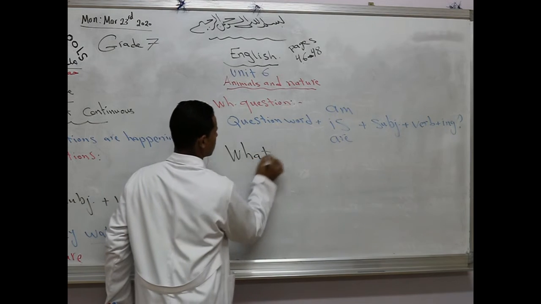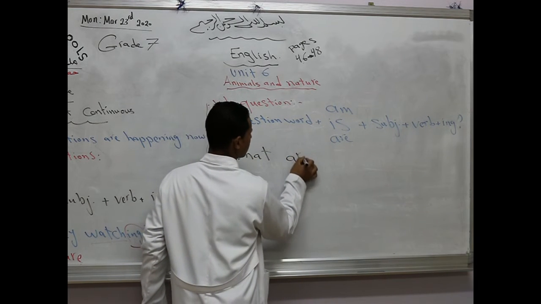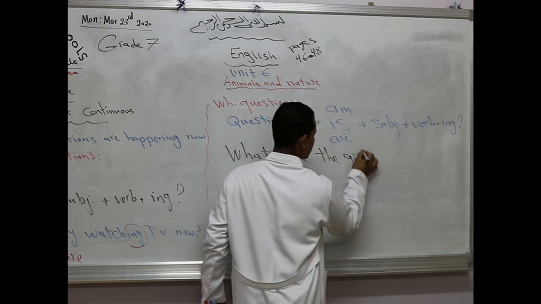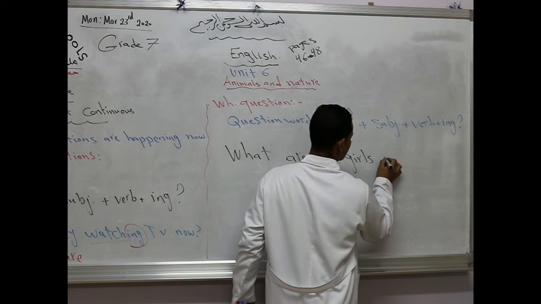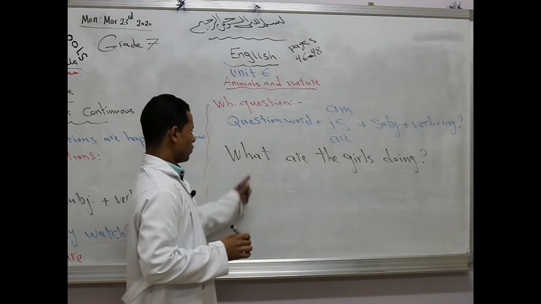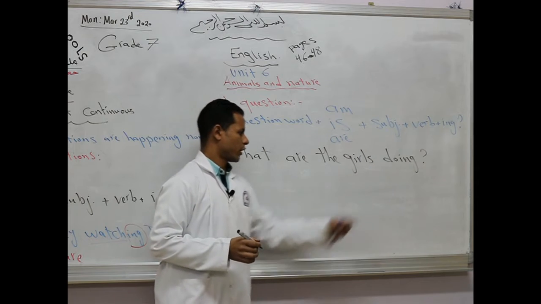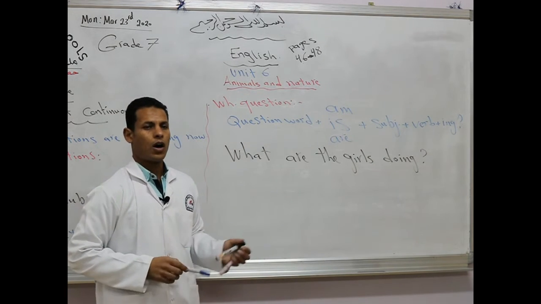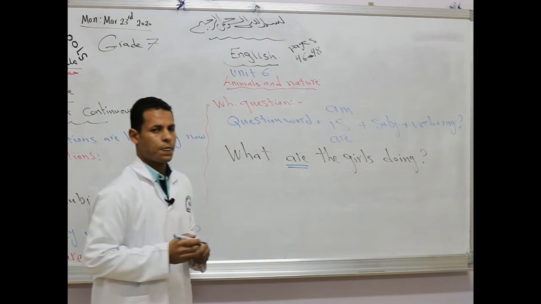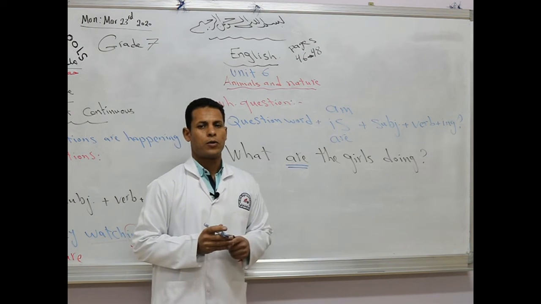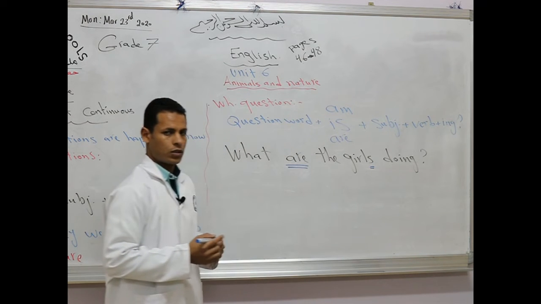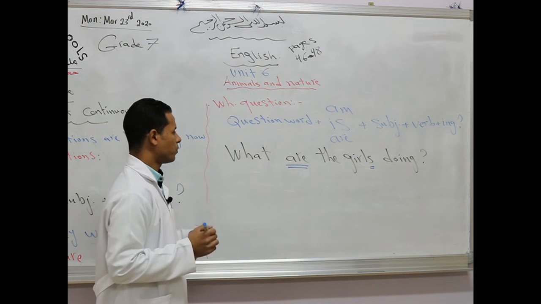What are the girls doing? Why do we use are in this question? We use are because it's followed by a plural noun. Girls here is plural. Not one girl, but a group of girls.